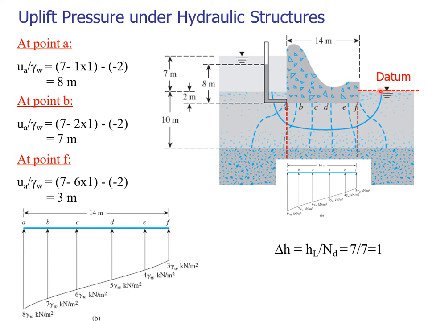You can see that this is the level of water on the downstream side. This is the level that is on the upstream side. So obviously 7 meter is H_L. As far as the number of equipotential drops are concerned, you can see 1, 2, 3, 4, 5, 6, 7. So we are having 7 equipotential drops. So that's why 7 over 7 is equal to 1.